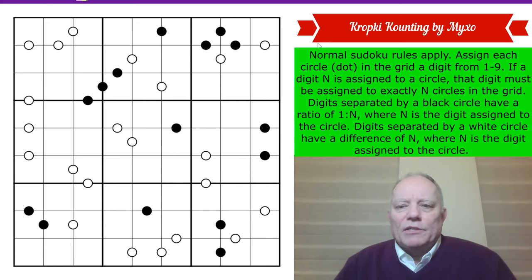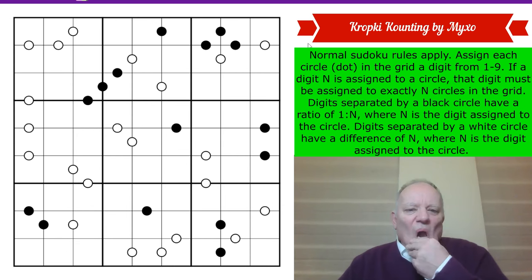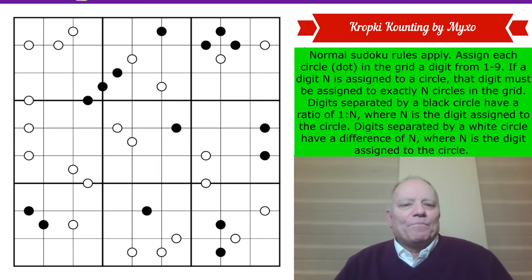Now, we have to assign each circle or dot in the grid a digit from 1 to 9. If a digit n is assigned to a circle, that digit must be assigned to exactly n circles in the grid. Digits separated by a black circle have a ratio of 1 to n, where n is the digit assigned to the circle. You know what's coming now. Digits separated by a white circle have a difference of n, where n is the digit assigned to the circle. And that's it. There's no given digits.